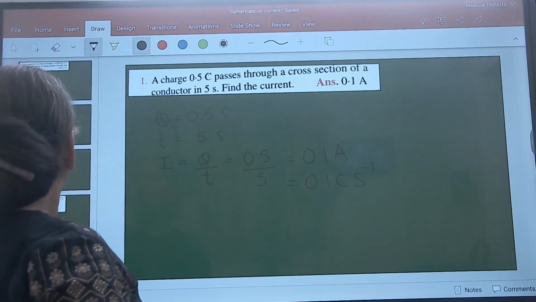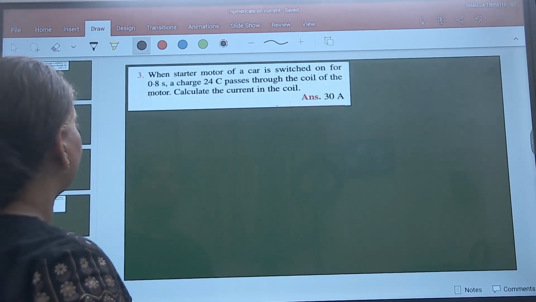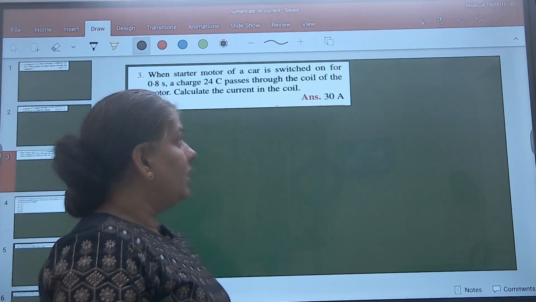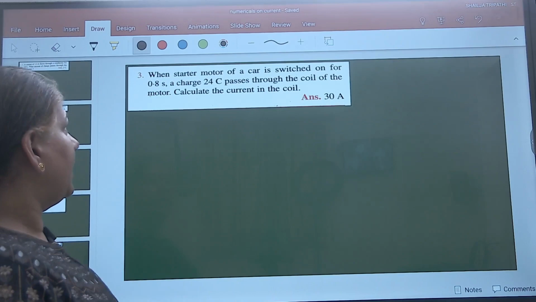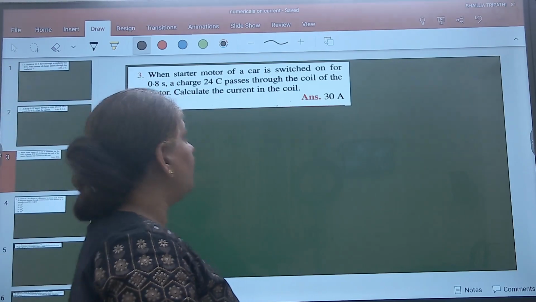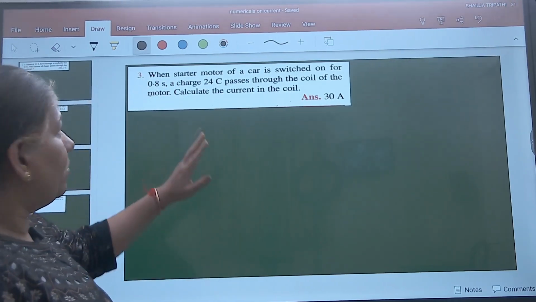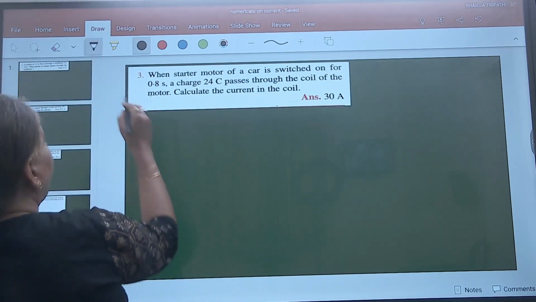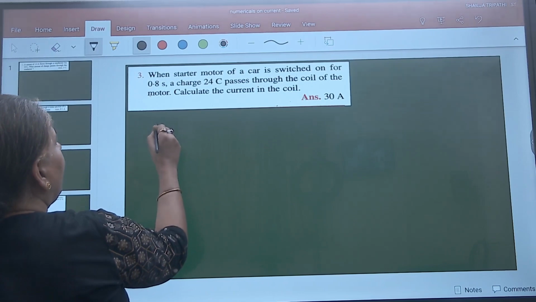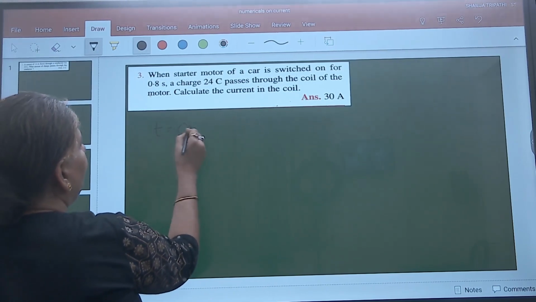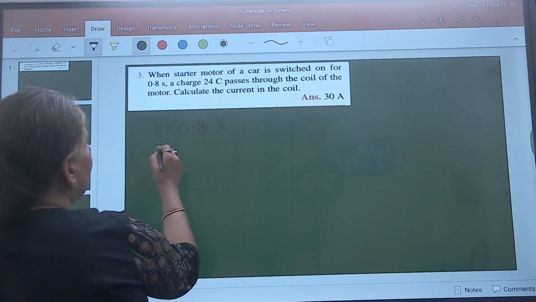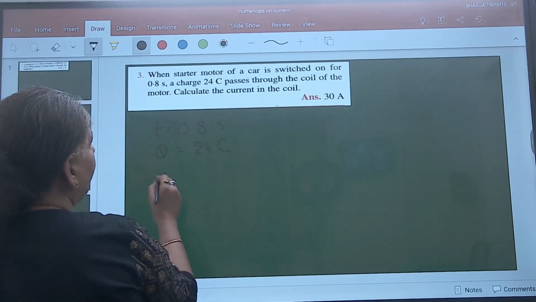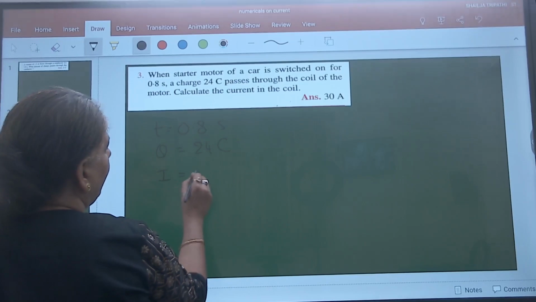Let's come to another question. When a starter motor of a car is switched on for 0.8 second, a charge of 24 coulomb passes through the coil of the motor. Calculate the current in the coil. So, we are given time 0.8 seconds, charge Q is given 24 coulomb, and we have to calculate I.